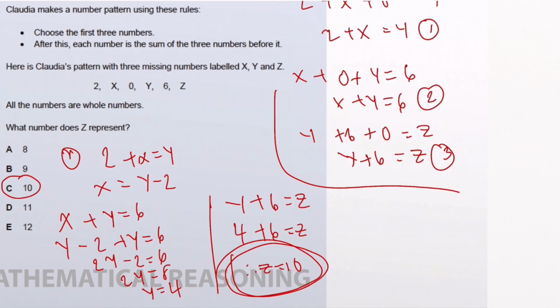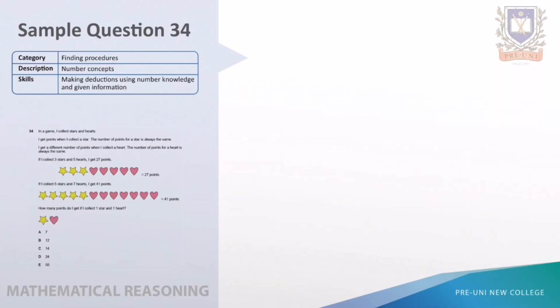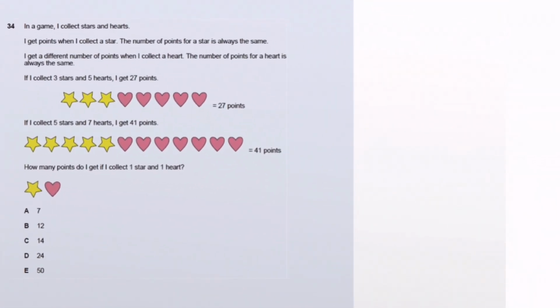So one thing to note with simultaneous equations is that there are so many ways you can do them and solve which pronumerals to isolate and to sub in. So this is just one method of many. With question 34, we have category, finding procedures, description, number concepts, skills, making deductions using number knowledge and given information.